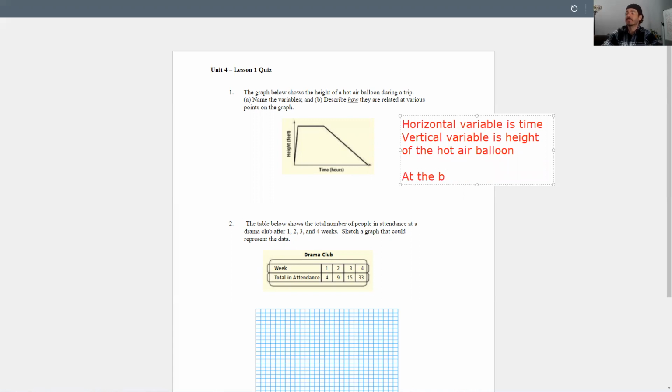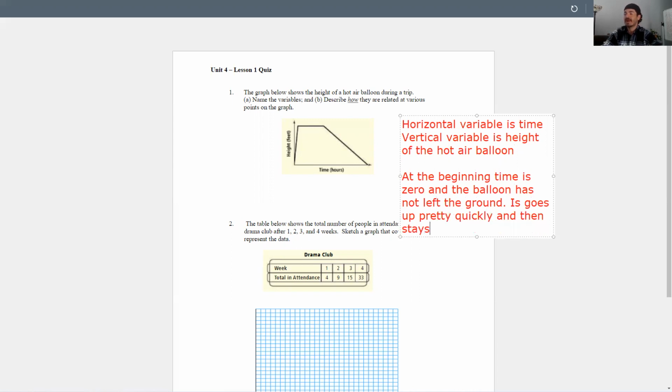How they are related at various points on the graph. So at the beginning, time is 0 and the balloon has not left the ground. It goes up pretty quickly and then stays at a set height for a while. Eventually, it slowly descends. Descends means falls, but slowly to the ground.